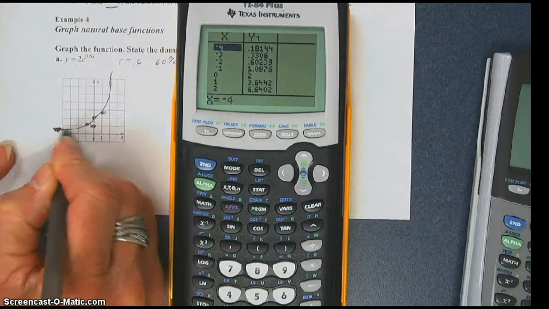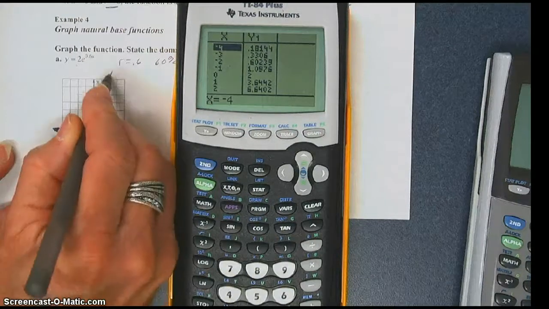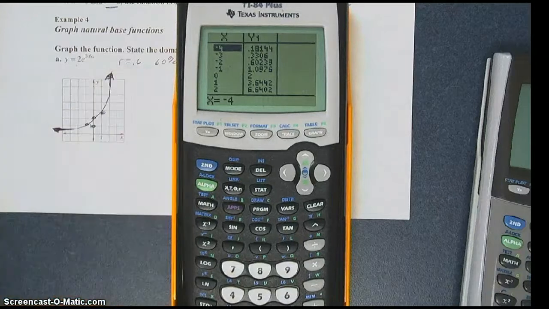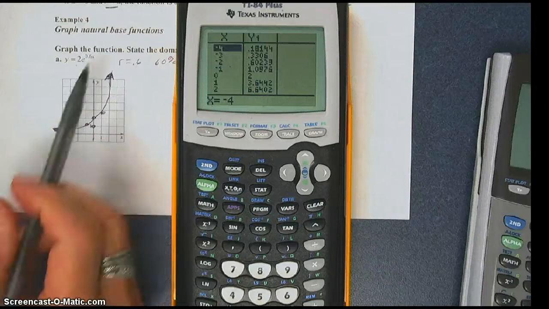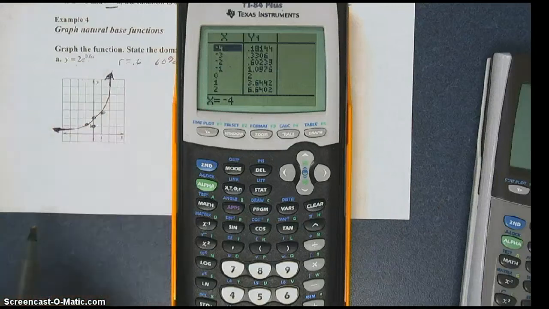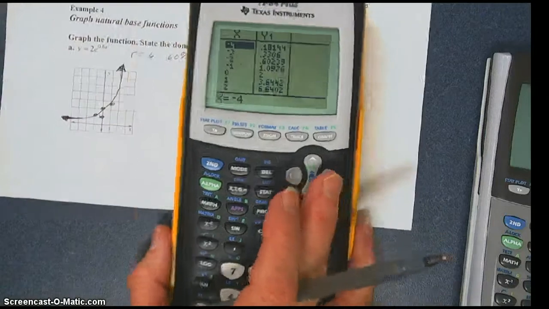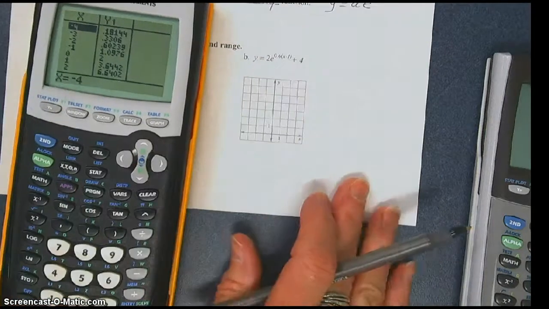So again, make sure that you level these graphs off, show that they go up forever. And these are called exponential graphs again because we have an x in the exponent. I'll have you graph a few of these and just see how they're similar and how they're a little different.